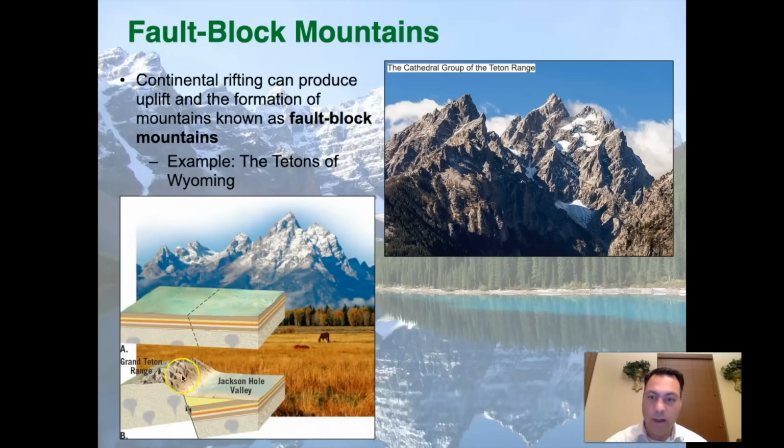So here's Jackson Hole Valley, here's the Grand Teton Range here, and this is what you're seeing here, exposed, all these beautiful granites up in these tall peaks. This is not formed through collision, this is actually formed through extension, through pulling apart rocks.